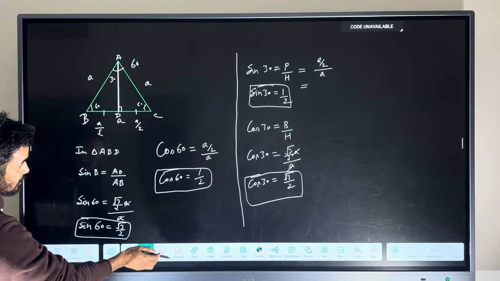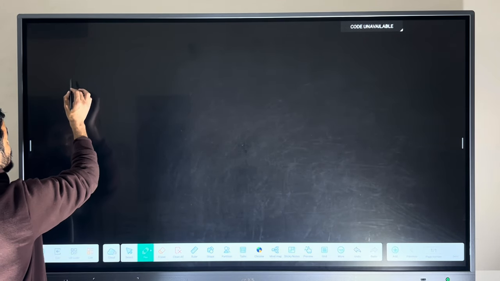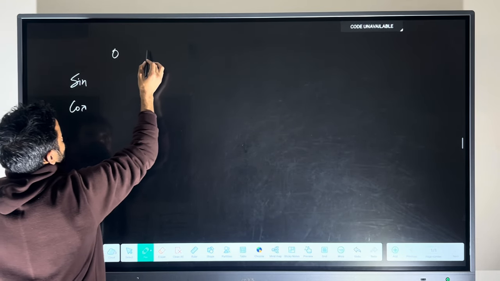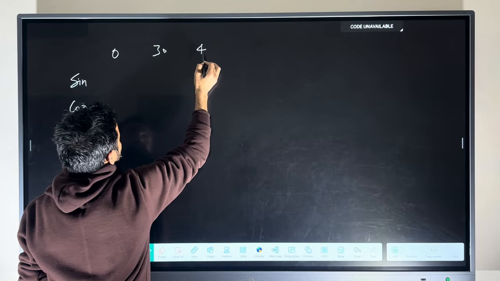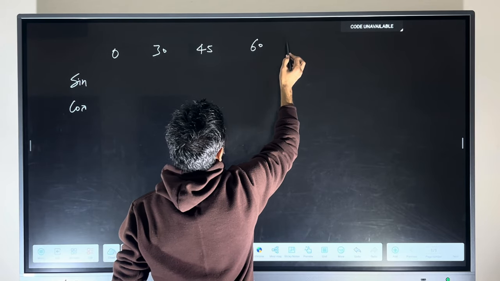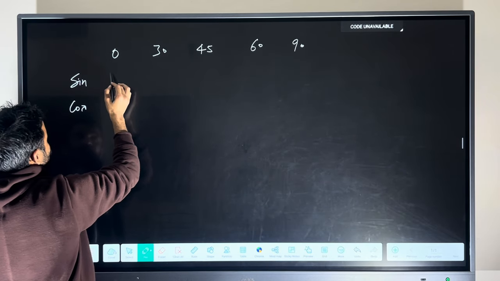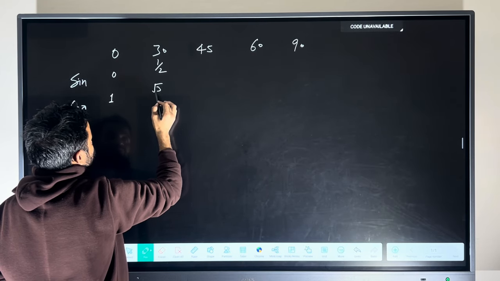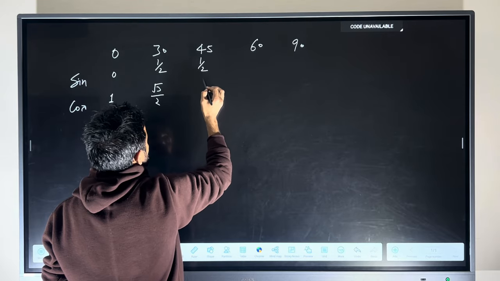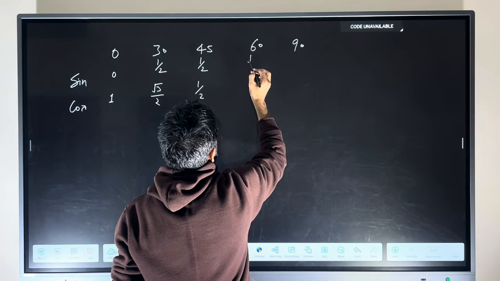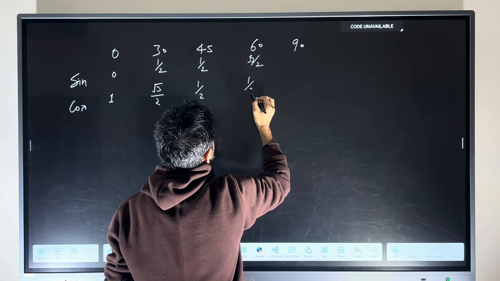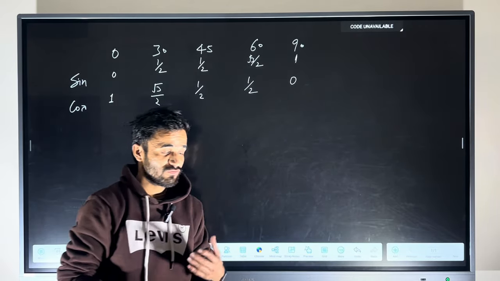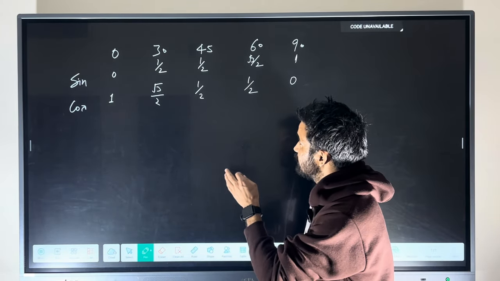Okay, so let us revise all. We get the values of sine and cos at angle 0, at angle 30, at angle 45, at angle 60, and at angle 90. For 0, we get sine 0 and cos 1. For 30, 1 upon 2 and root 3 upon 2. For 45, the same value, 1 upon root 2 for both. For 60, it is root 3 upon 2 and 1 upon 2. For 90, sine is 1 and cos is 0. So we have found the values of sin theta and cos theta at different angles.